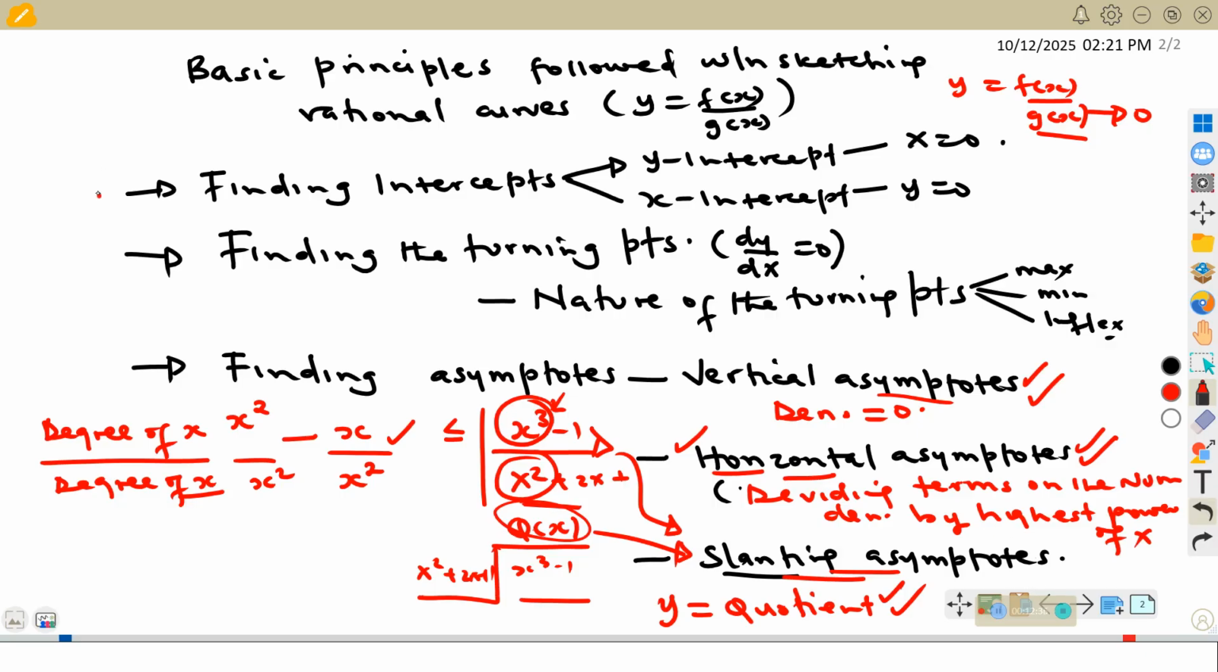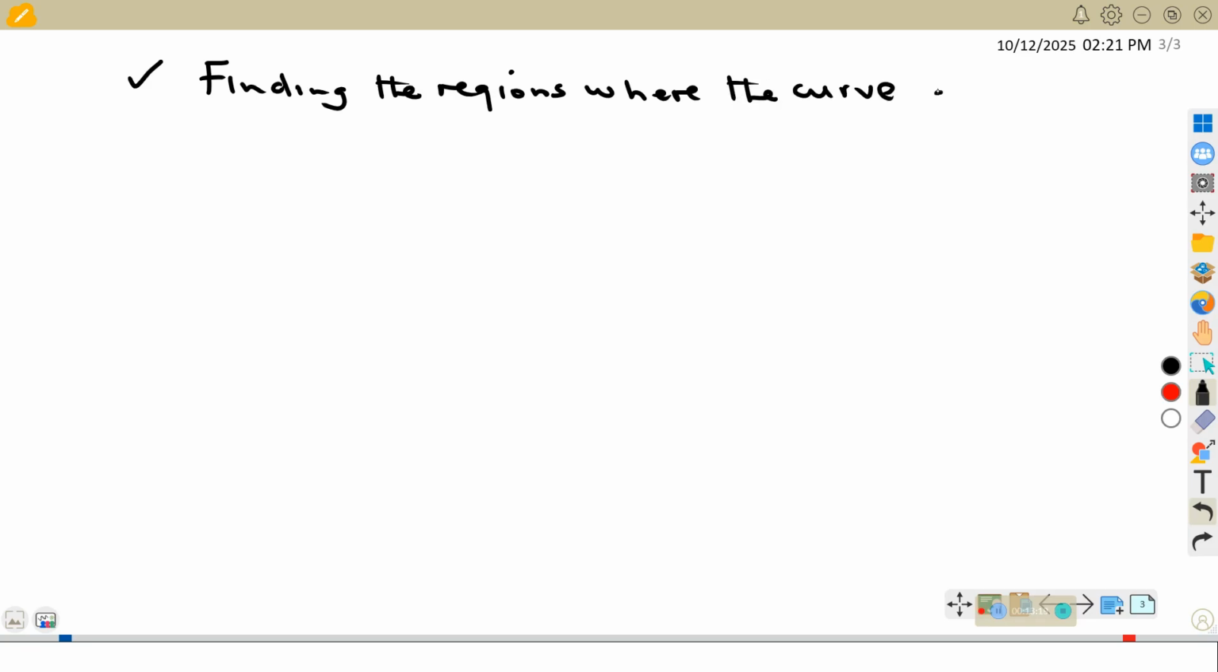So basically we have seen we need that, we need this, we need that. So having gotten the intercepts, the turning points, and the asymptotes, we shall look at the next. The next thing that you will need to talk about is investigating the regions. So you need to find the regions where the curve exists and the regions where the curve does not exist. So the next would be finding the regions where the curve exists.